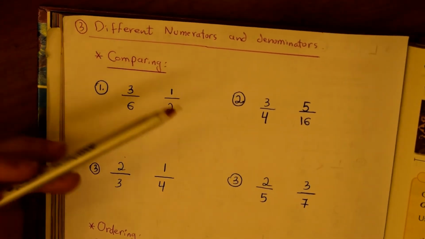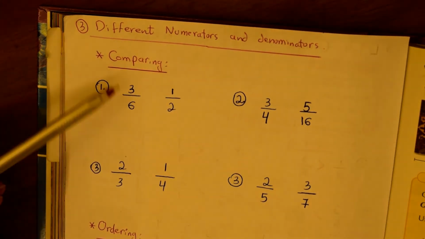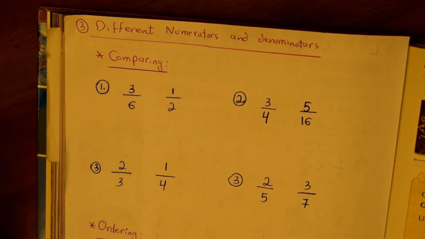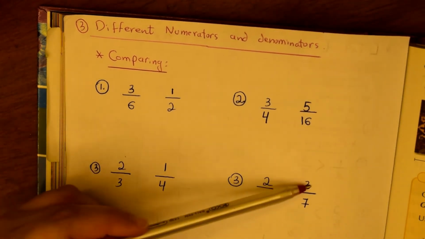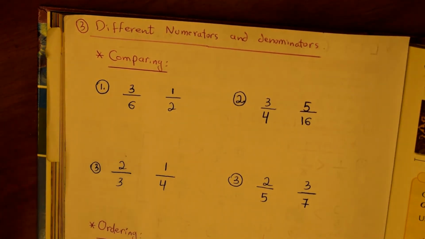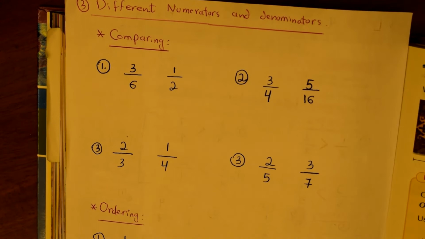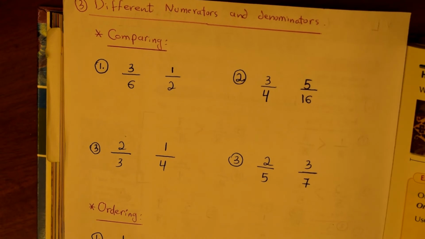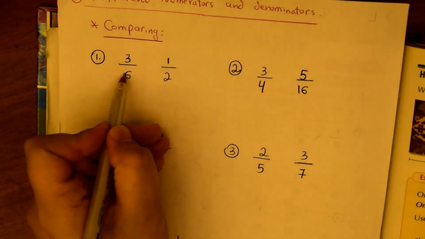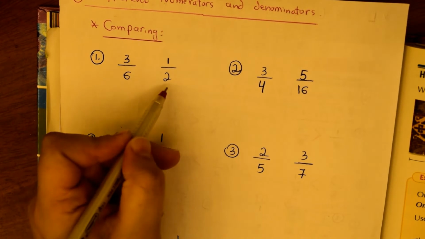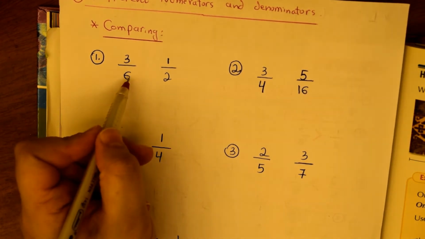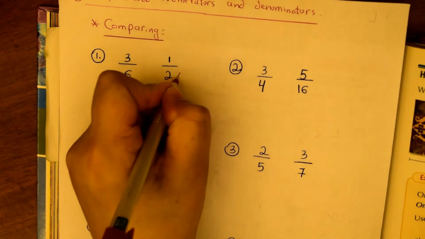Now when I have different numerators and denominators, so I don't have here any common numerators, no common denominator. Here different, all of them we have here are different numbers. So for the first one, 3 over 6 and 1 over 2, I have to make common denominator or common numerator to make the comparison. It's always easier to make common denominators. So here I have 6 and here I have 2. Can I make the 2 6? Yes, I can make it by multiplying by 3.